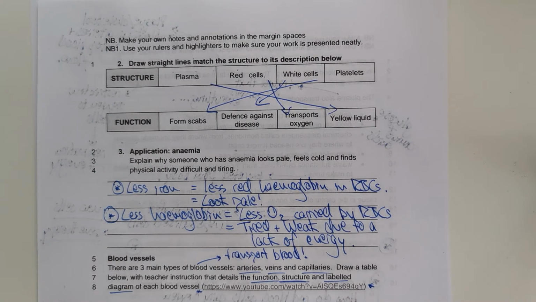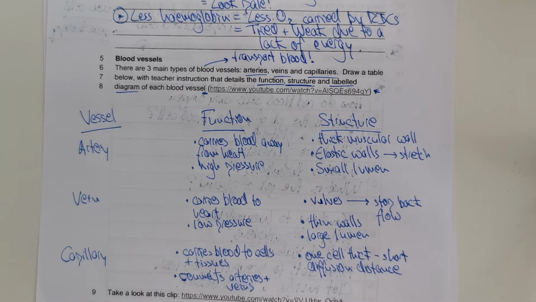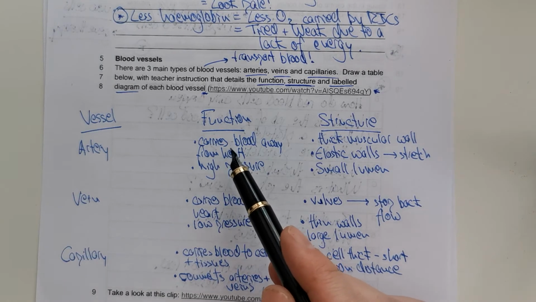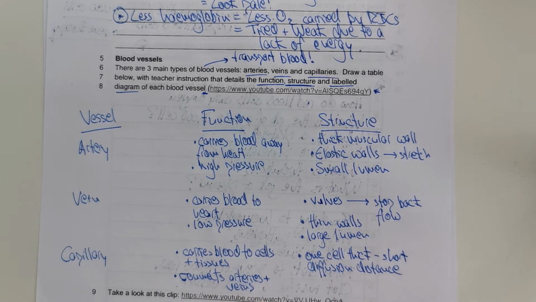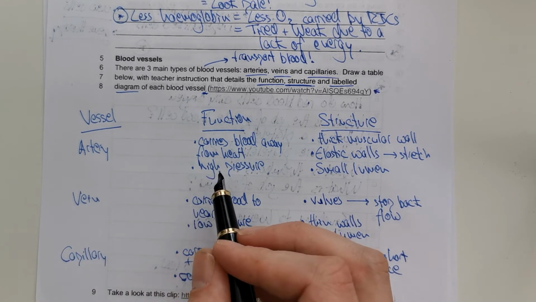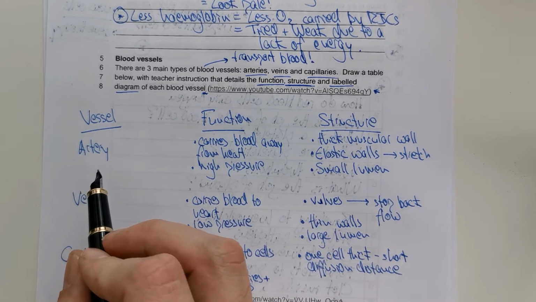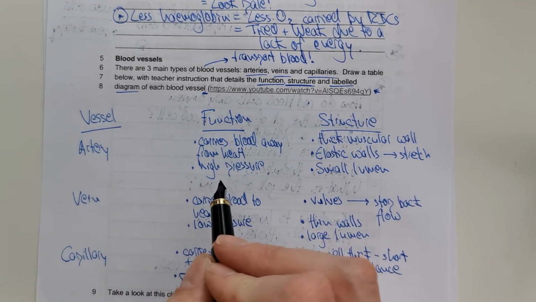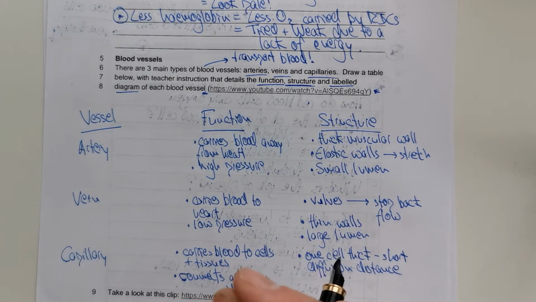Right, you should have unpaused the video, and hopefully you've come up with a table a little bit like this that contains a variety of bits of information. So arteries, veins, and capillaries are your main types. The function of an artery is to carry blood away from the heart, and it does it at high pressure. Predominantly, they carry oxygenated blood, except for the pulmonary artery, which only takes deoxygenated blood to the lungs.